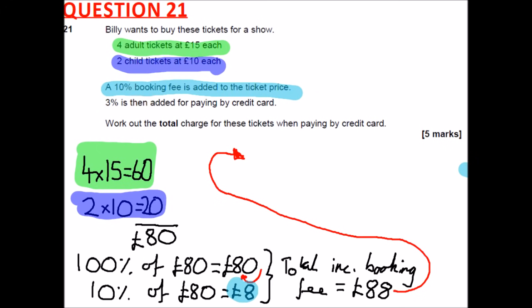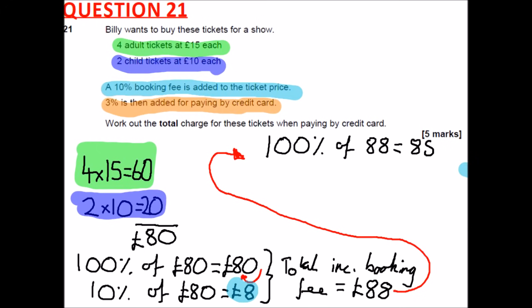Now the credit card fee is an extra 3%. But what we're now working out here is 3% of this new subtotal of £88. So first of all, we can work out 100% of 88, which is just 88. Then what we can do is work out 1%.